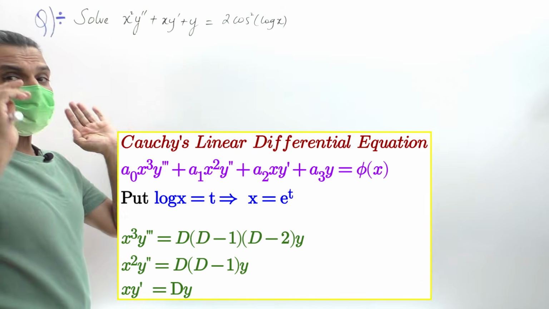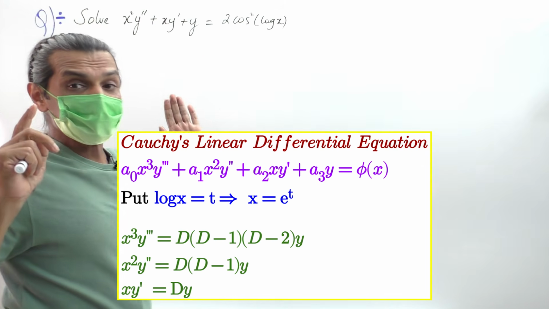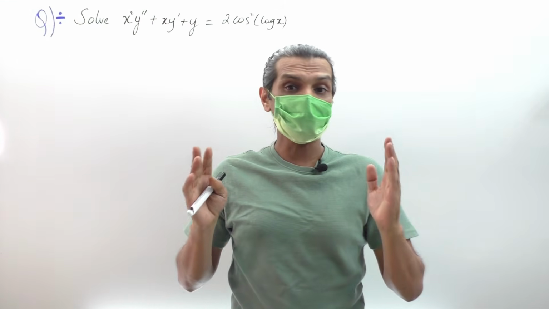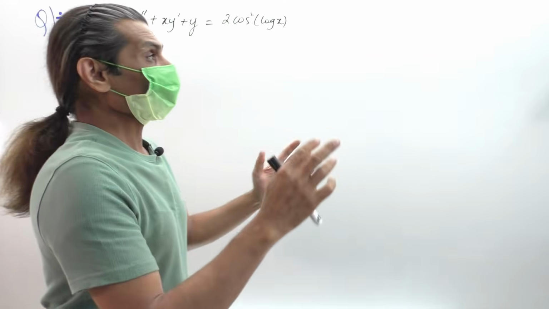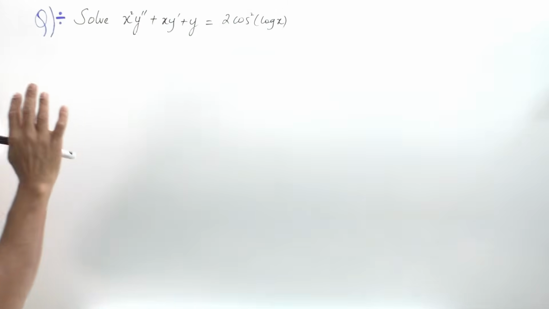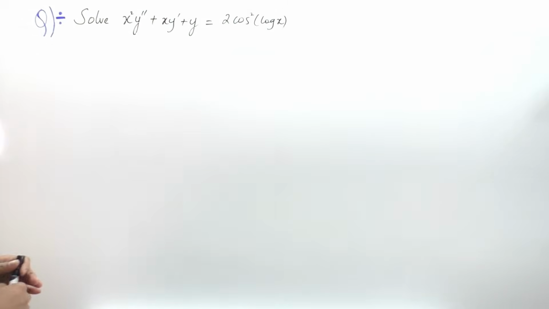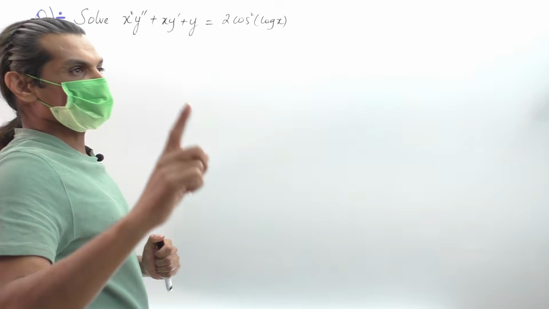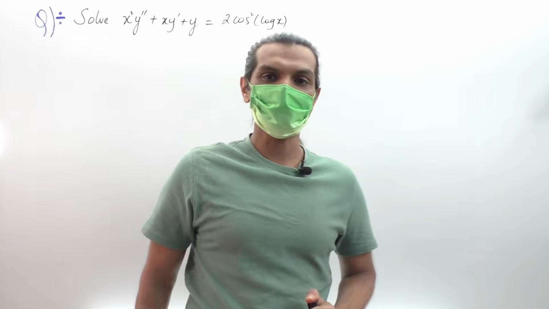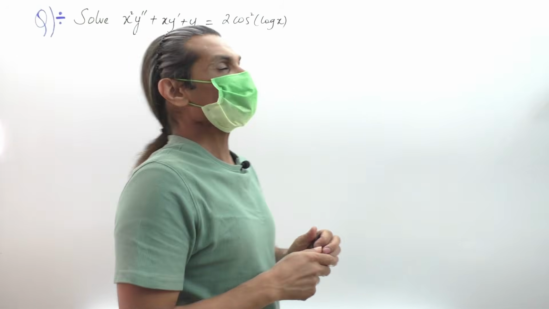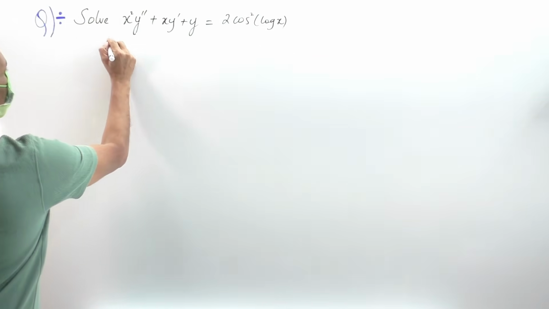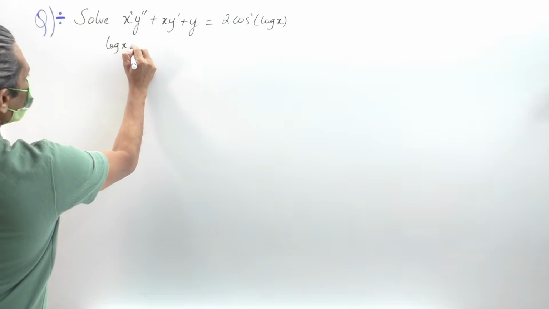So, what is the first step we do here? If you want to understand the theory behind Cauchy's perfectly, then please do watch my videos. For now, we will solve the problem here. Watch it carefully how I am solving it. The first step for solution of Cauchy's differential equation is: put or let log x = t.